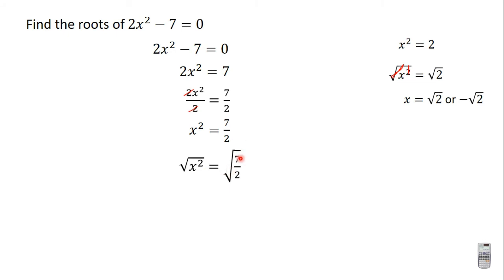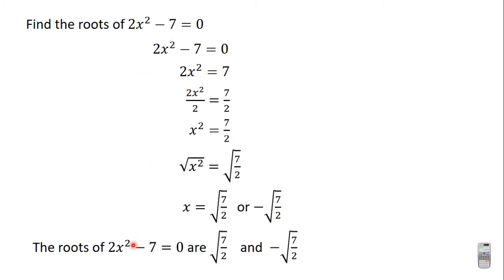When you take square root of 7 divided by 2, you have the positive square root, which is square root of 7 divided by 2, and the negative square root, which is minus square root of 7 divided by 2. So the roots of this equation are square root of 7 divided by 2 and minus square root of 7 divided by 2. So when you have a quadratic binomial of this nature in the equation, and you can't write the expression as a difference of two squares, you go through this procedure in order to find the solution or the roots of the equation.